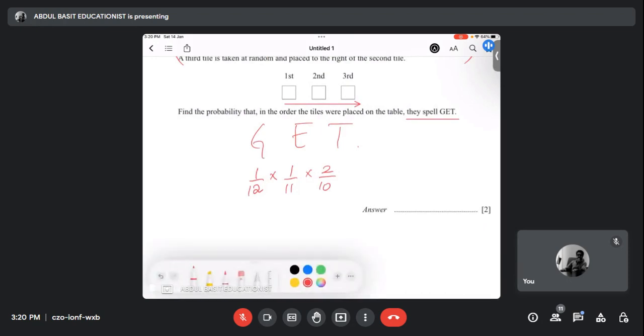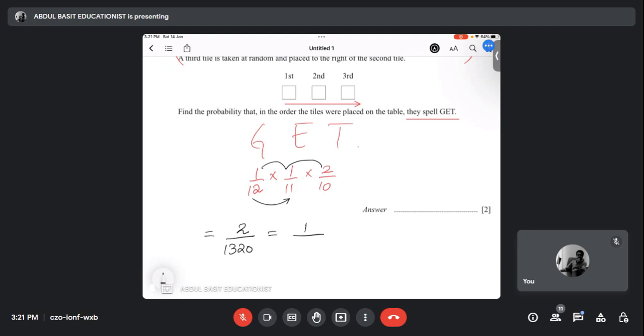Now the three fractions are in multiplication. Rita, you can see that 1 times 1 is 1 and 1 times 2 is 2. So it would be 2. Okay, 12 times 11 is what? Make it quick. जरा एक multiplication जरा जल्दी से कर लें. Sir, the answer of all three is 1320, sir. 1320. Now please halve it. 2 ones are 2. And 1320 divided by 2 is 660. So the answer is 1 by 660.